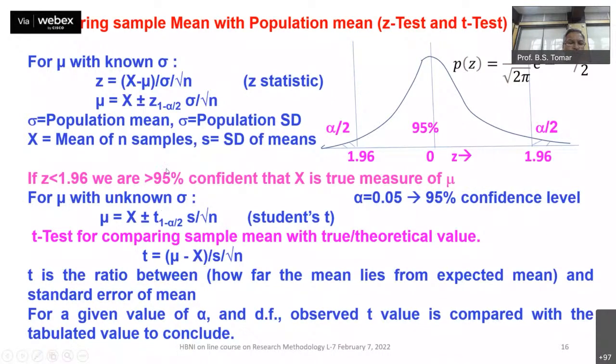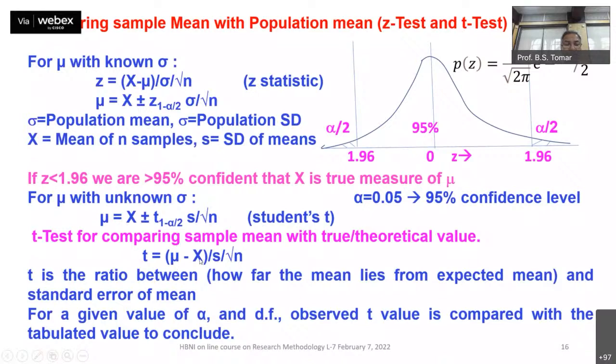If you don't know the sigma of the population, then we measure the standard deviation of the sample. And so you can say now the confidence interval for mu in terms of the sample mean is X̄ plus minus t. So we call it not Z, but t, the t value at 1 minus alpha by 2, times S by root n. That is called the student's t. So the t test for comparing the sample mean with the true or theoretical value is given by t equal to (mu minus X̄) upon S upon root n, where S is the sample standard deviation.